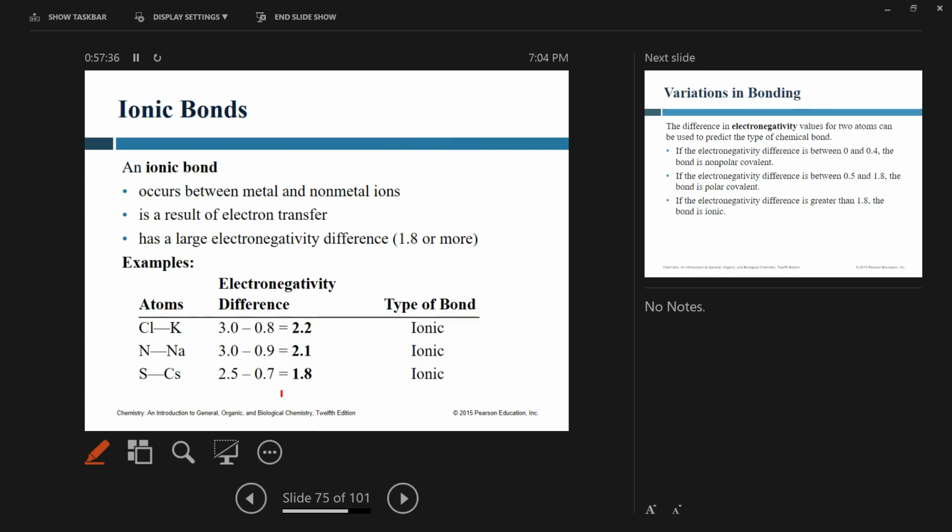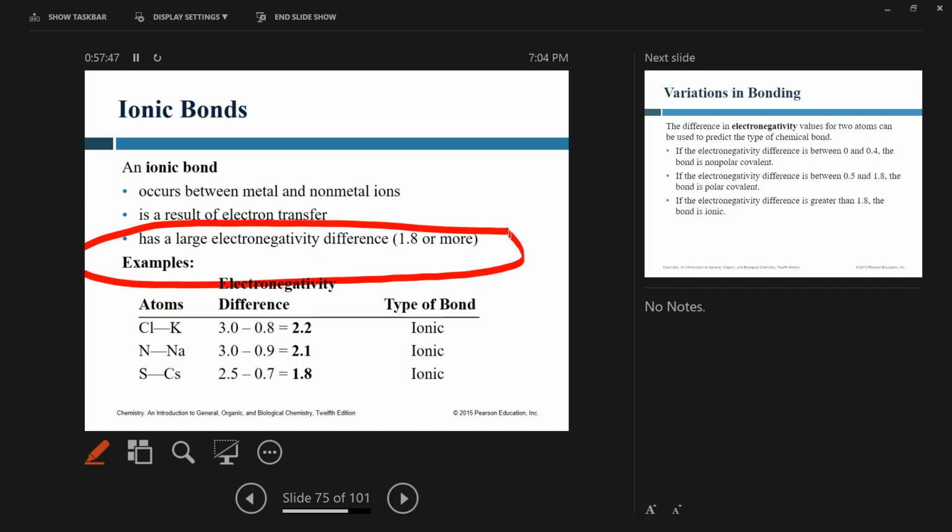So what about an ionic bond? In an ionic bond, the electronegativity difference is really dramatic. It's considered ionic if the difference in electronegativity is more than 1.8. So for instance, in potassium chloride, the difference is 2.2. In cesium sulfate, the difference is 1.8. It's still pretty considerable, and this is going to be an ionic compound.